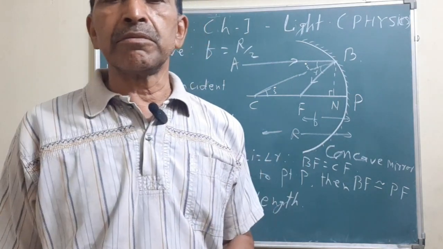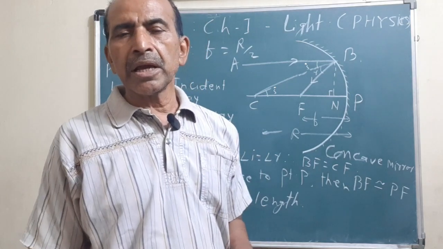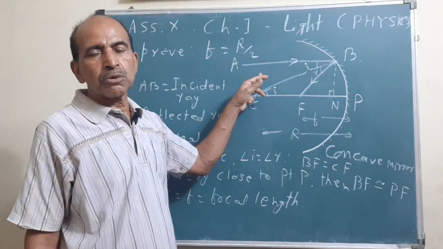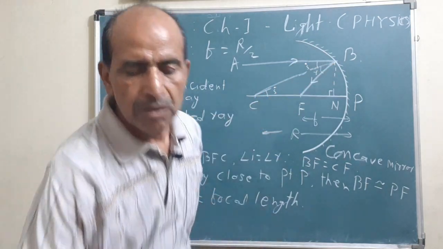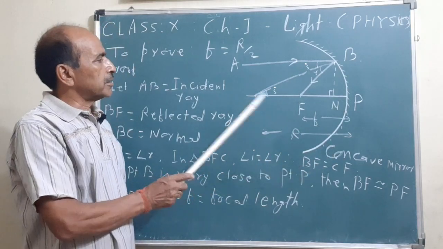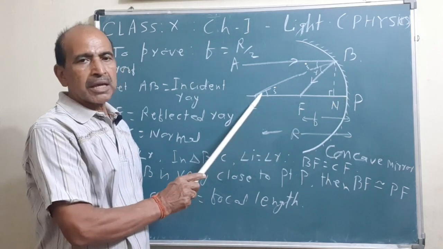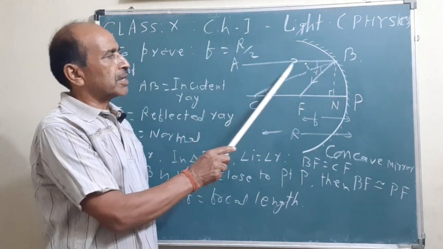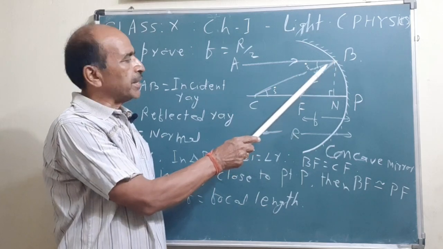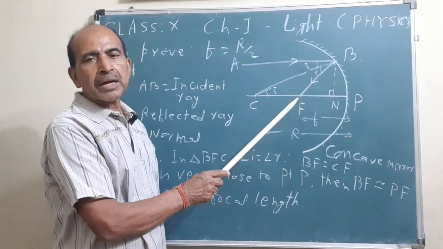This relation you will derive. This derivation is true for both mirrors, concave mirror and convex mirror. For this derivation, for proving F is equal to R by 2, we can take a concave mirror. PC is the principal axis, an imaginary line. Ray AB is coming parallel to the principal axis, after reflection BF. So AB is the incident ray, BF is the reflected ray.